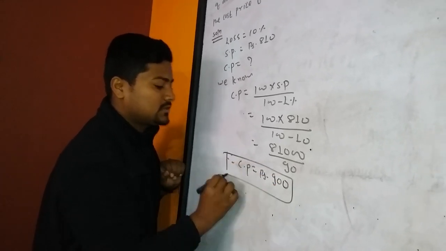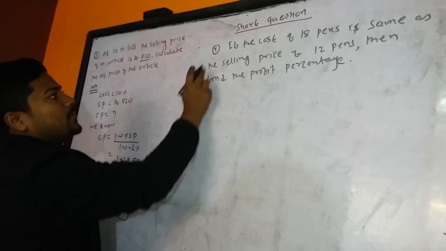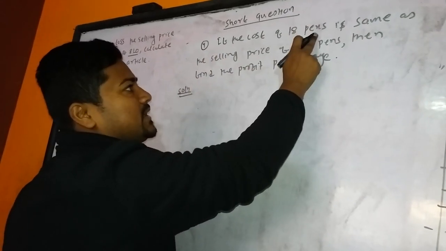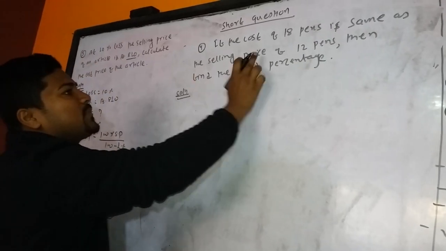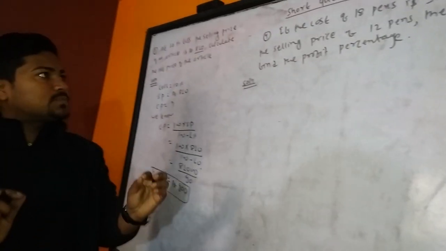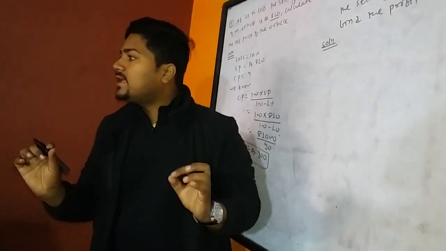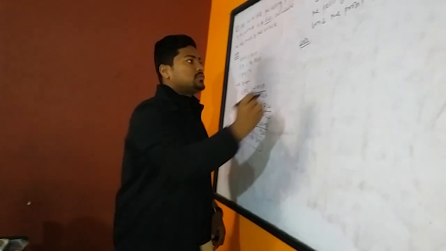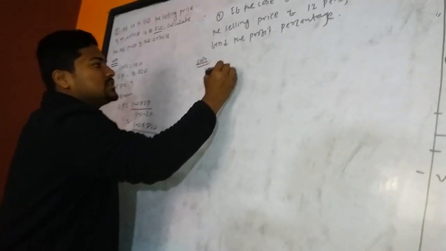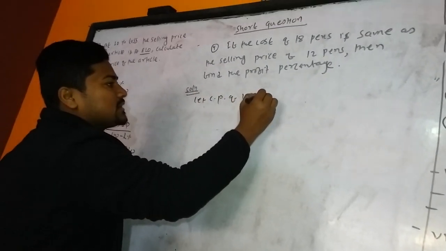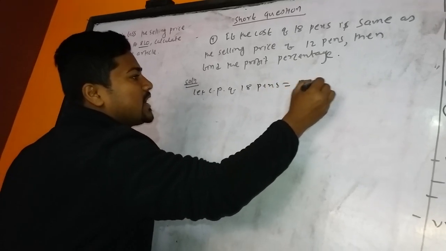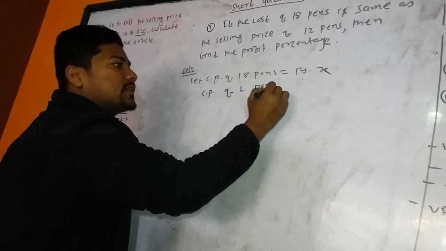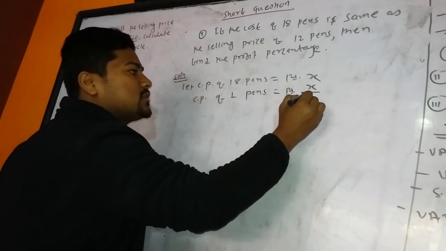This is our answer. Now we have question number 4. In question number 4, the cost price of 18 pens is the same as the selling price of 12 pens. We don't know the CP of 18 pens, so let CP of 18 pens be rupees x. Then the CP of 1 pen, using the unitary method, is rupees x by 18.